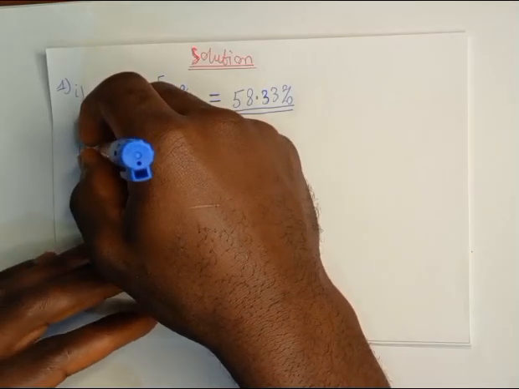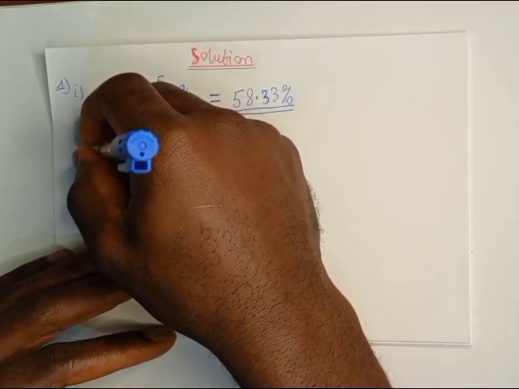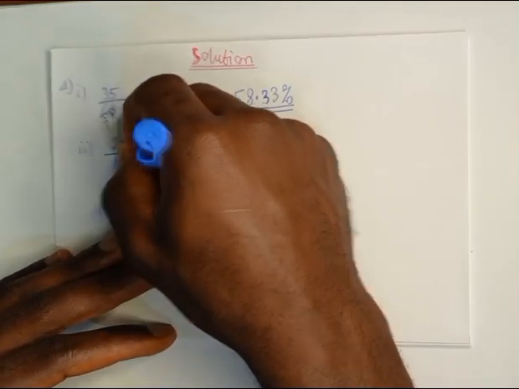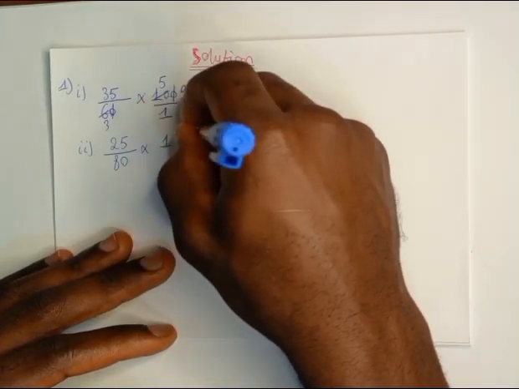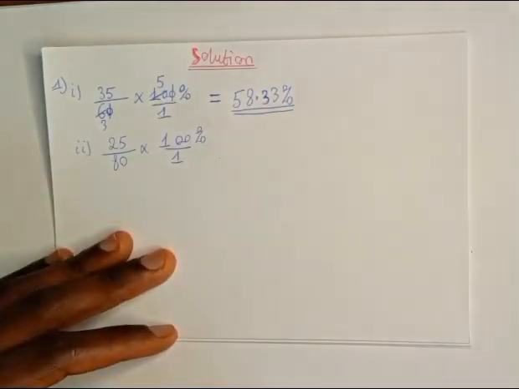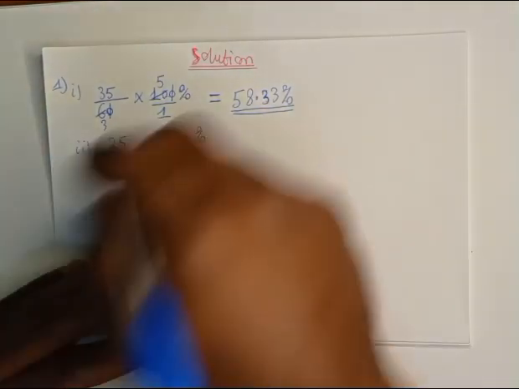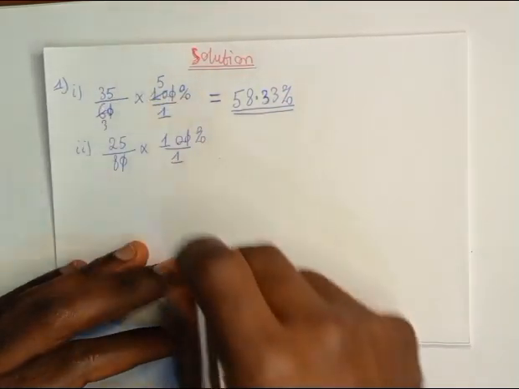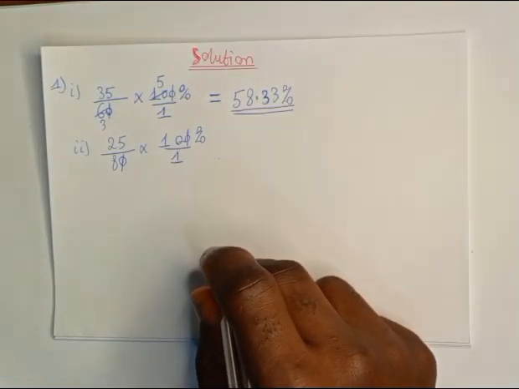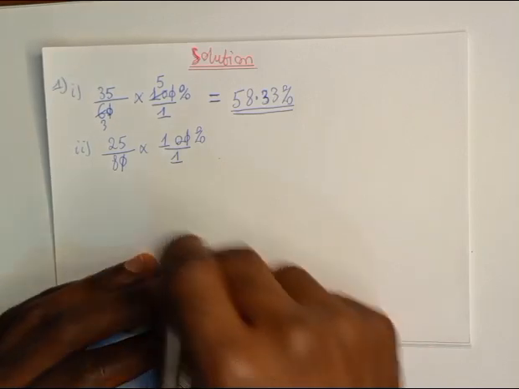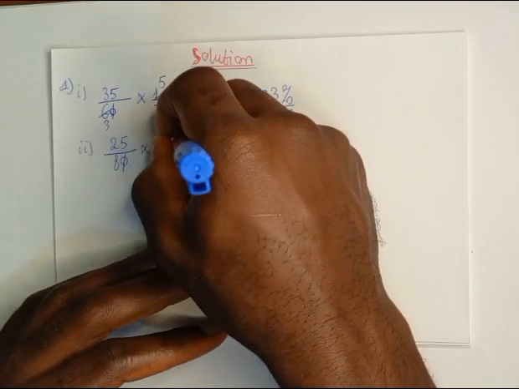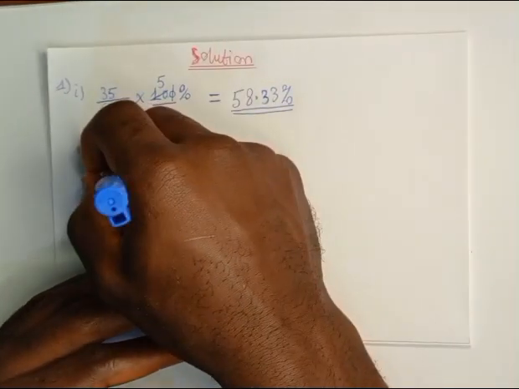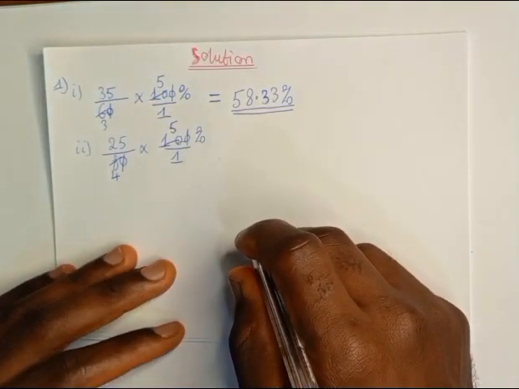We go to 2. We have 25 out of 80. As a fraction, we have 25 over 80. We multiply by 100% over 1. We carry out the necessary simplifications. 10 will go into 100 10 times. 10 will go into 80 8 times. Next, 2 will go into 10 5 times. 2 will go into 8 4 times.